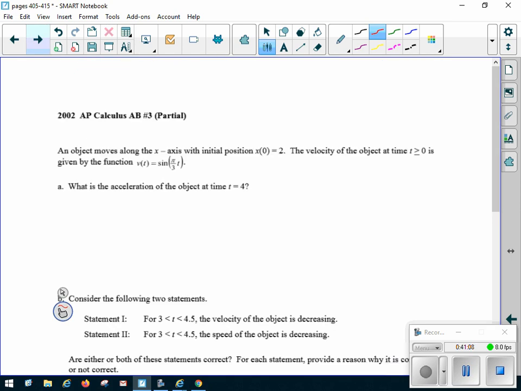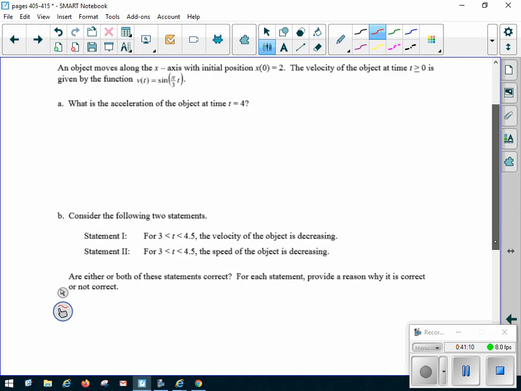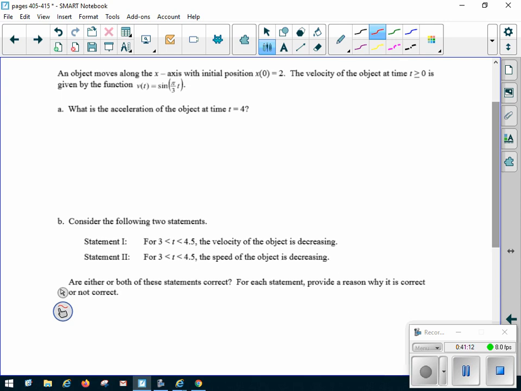All right, 2002, number 3, partial. An object that moves along the x-axis with an initial position, x of 0 equals 2. I want you to understand something. This right here, we will use that later on because this is only a partial. Using that is not in what we're going to do here.